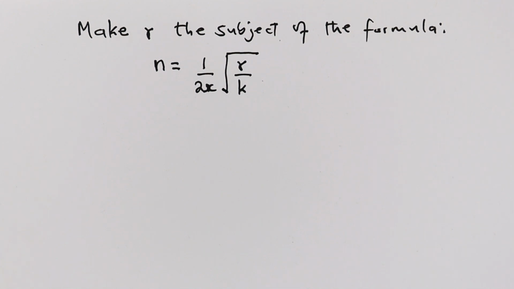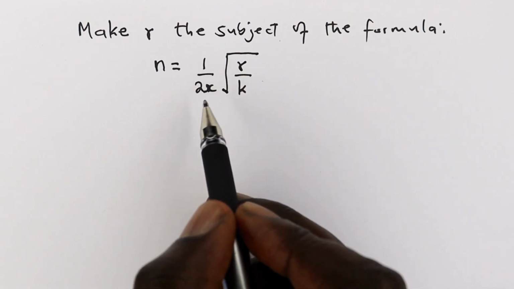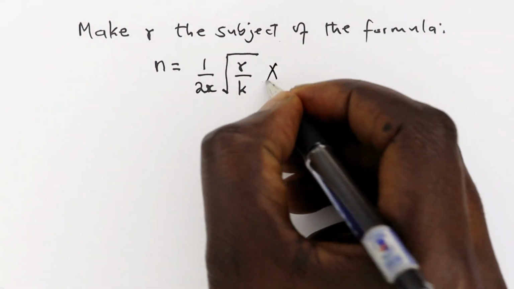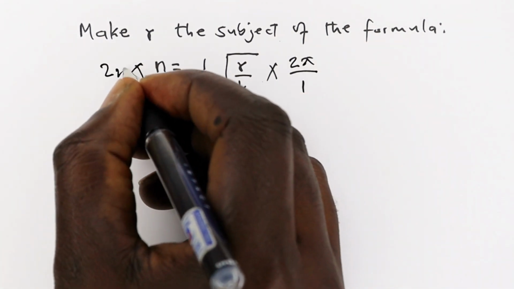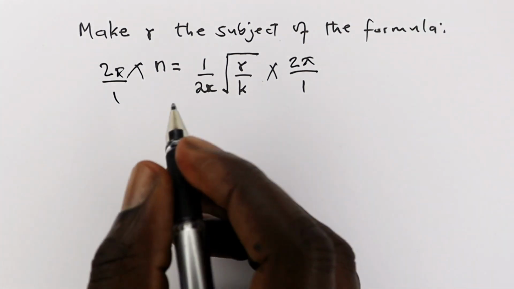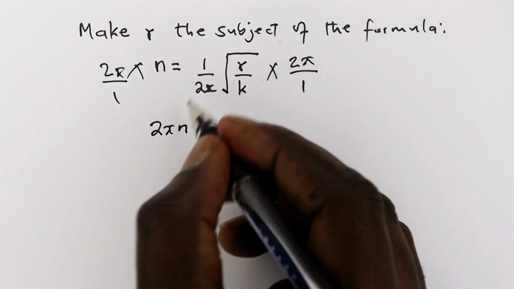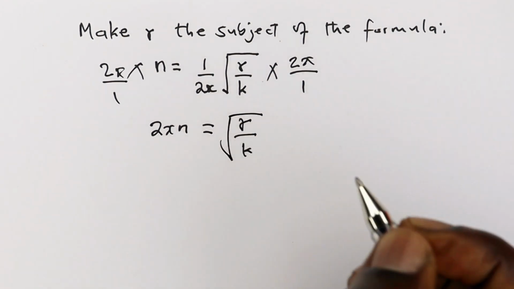Let us look at this question. Make R the subject of the formula n is equal to 1 over 2x times the root of R over k. So the first thing we're going to do is multiply both sides by the reciprocal of the coefficient of the radical. So that is times 2x over 1, times 2x over 1. So we have 2xn is equal to this, and this will cancel, so we're left with R over k under the root.